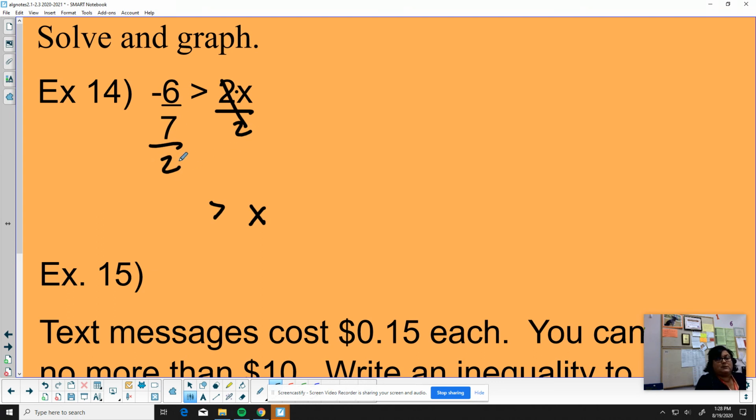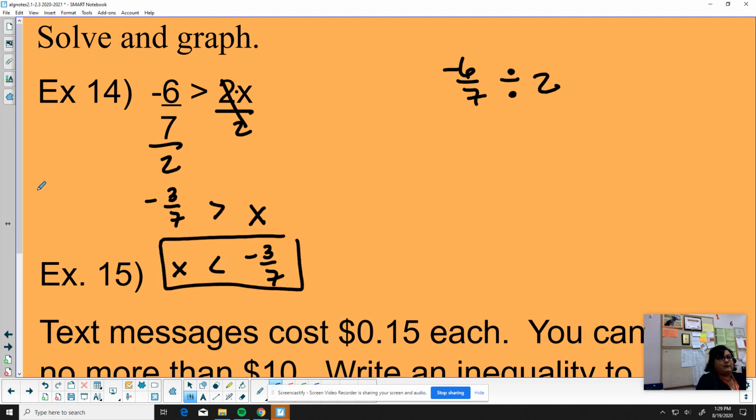Okay, and then I can put this in my calculator. -6/7 divided by 2. So let's do that. -6/7 divided by 2 is -3/7. And I hope you're like, oh no, the x is at the back. So I have to switch it. So x is going to go to the front, -3/7 in the back, and greater than becomes less than. This is my final answer.